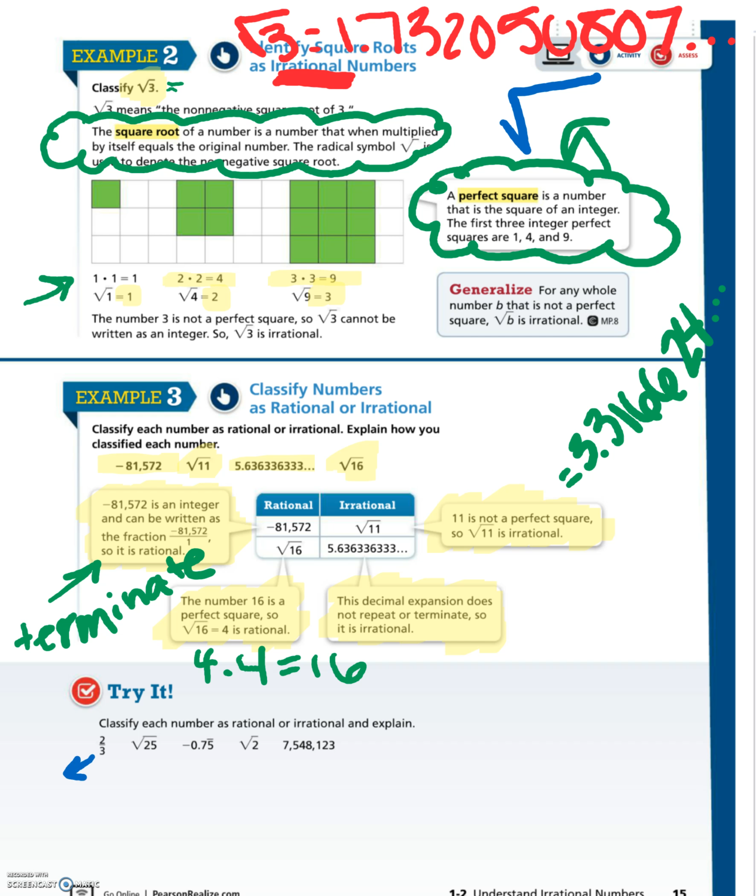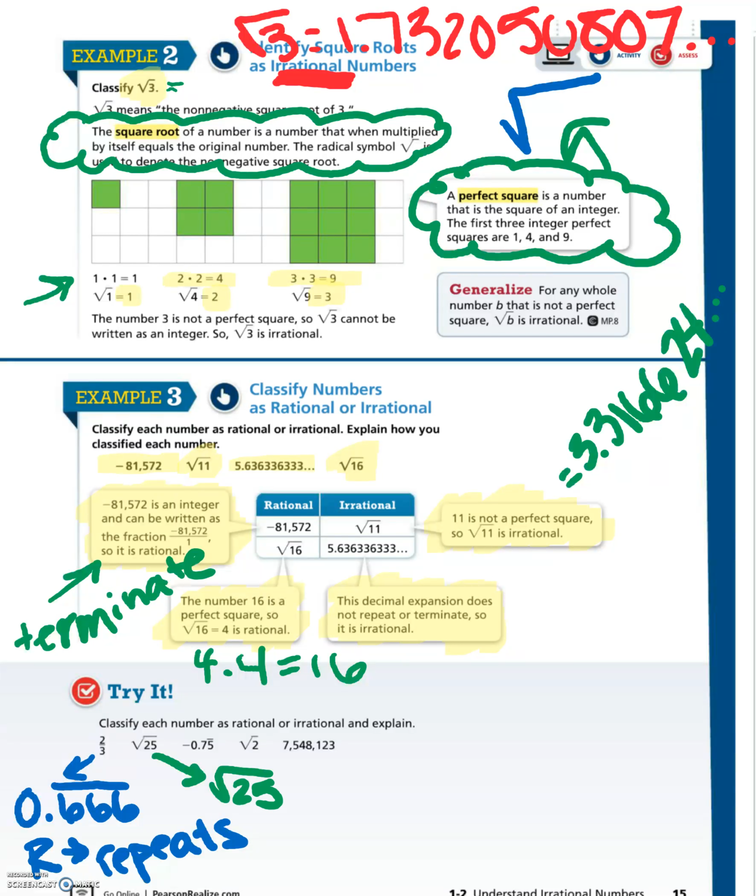2/3. If we were to put 2 divided by 3 in our calculator, we would come up with 0.66666 repeating. This number is rational, and it is rational because it repeats. The square root of 25 is equal to 5 because 5 times 5 equals 25. 5 is a rational number because it terminates.